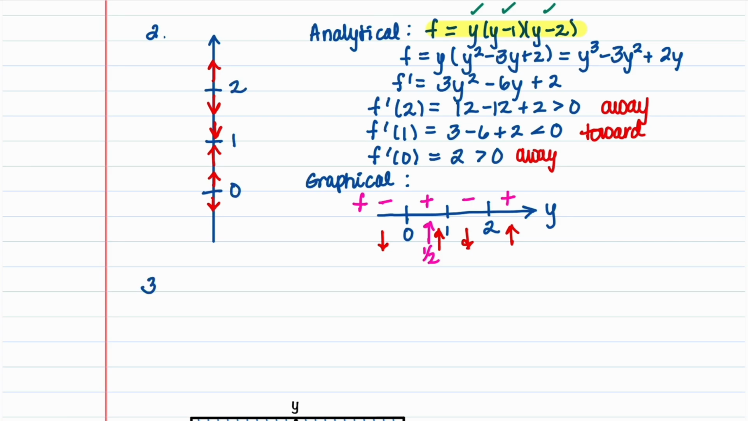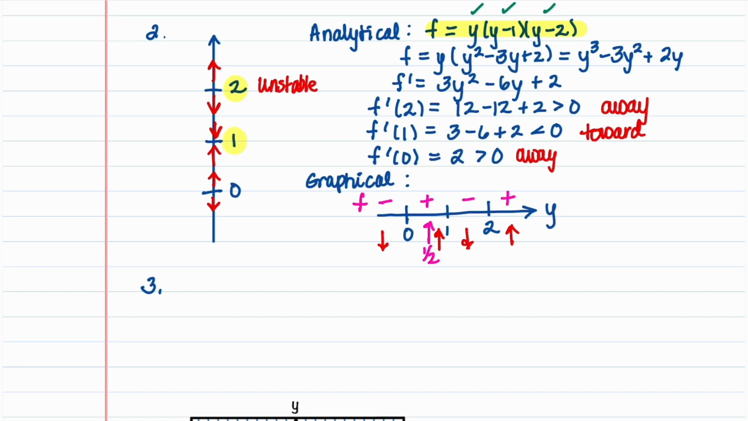In step 3, we need to classify our critical points. So let's go back up and look at our phase portrait. Let's look at our critical point 2. Solutions are moving away from the equilibrium solution y is equal to 2. So 2 is considered unstable.